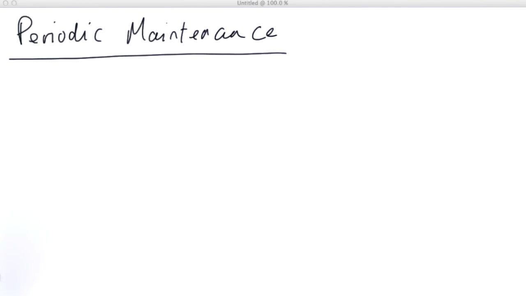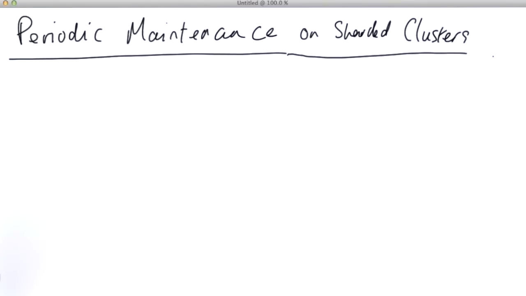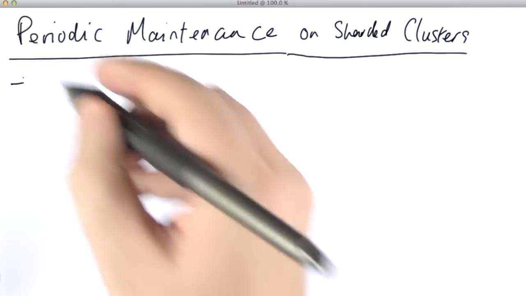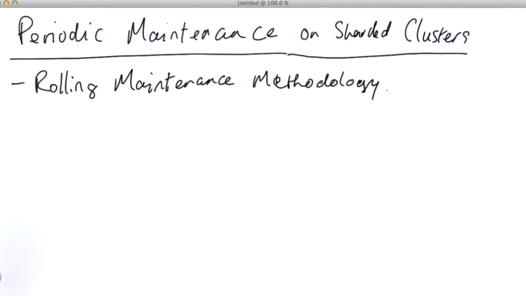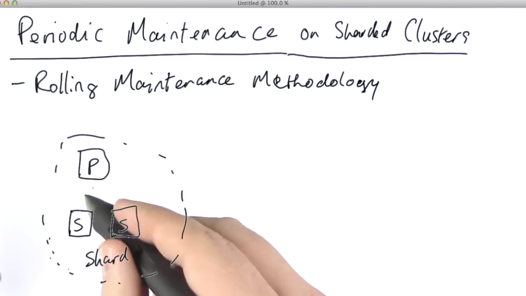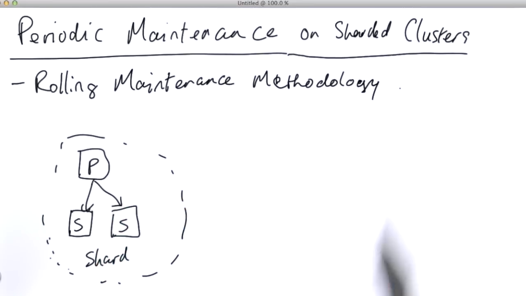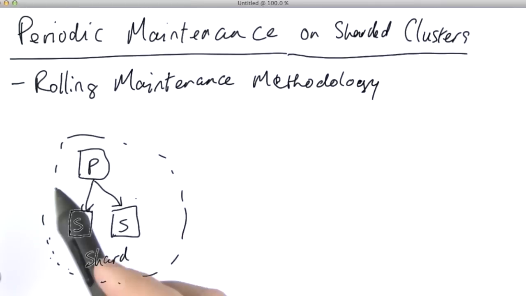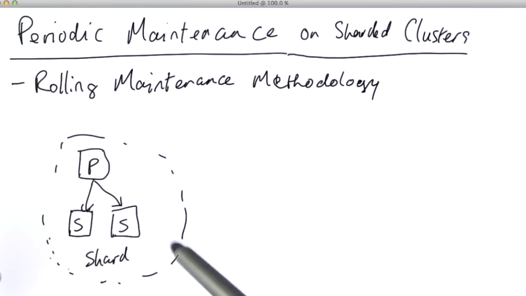In this module we're going to talk about periodic maintenance on sharded clusters. Now you'll probably remember that a little while ago we covered the rolling maintenance methodology for replica sets, and as part of that the philosophy was to minimize any downtime. That methodology still applies when we get to sharded clusters, because don't forget, each shard is usually a replica set itself. So the methodology we covered for doing rolling maintenances on a single replica set still applies even when they're part of a sharded cluster, which is good news.